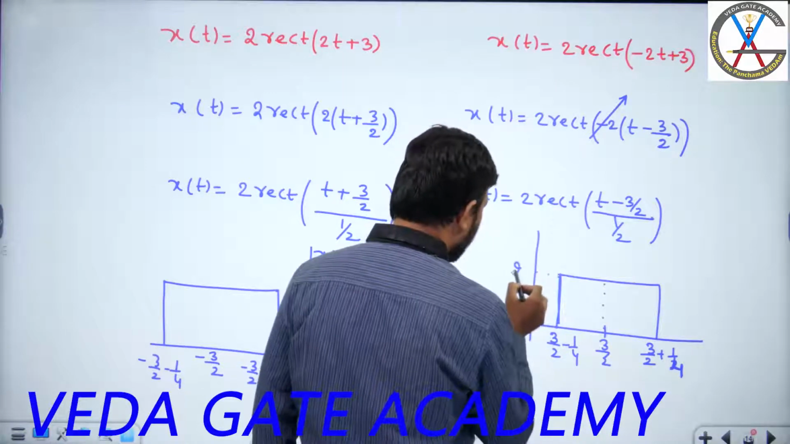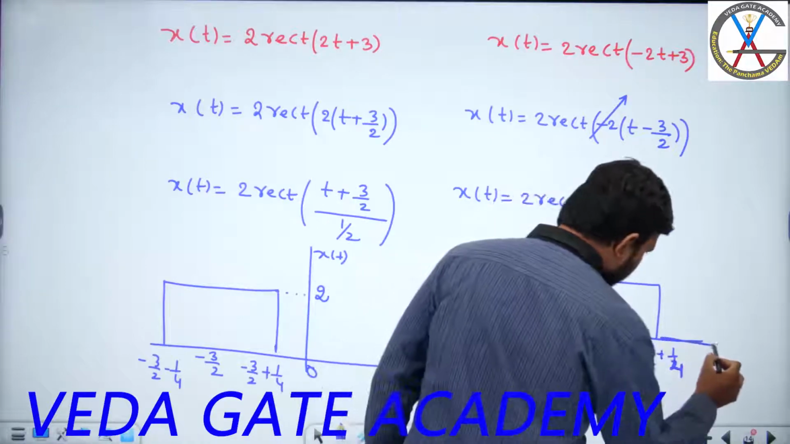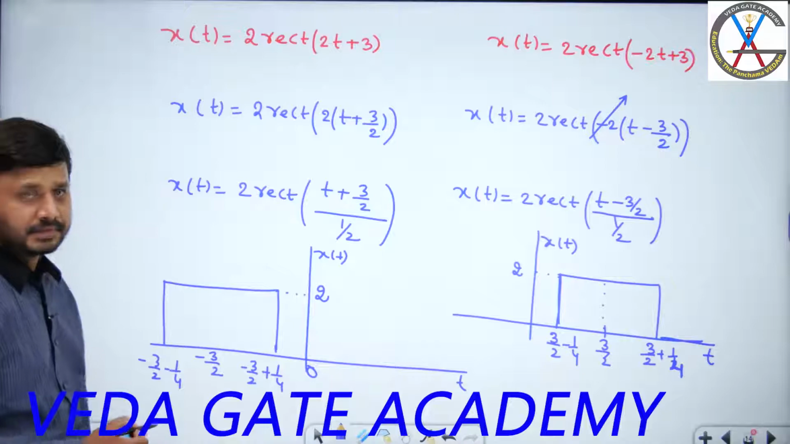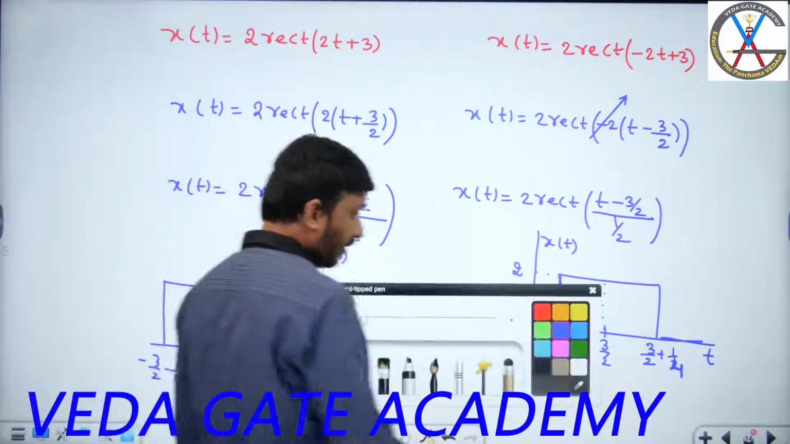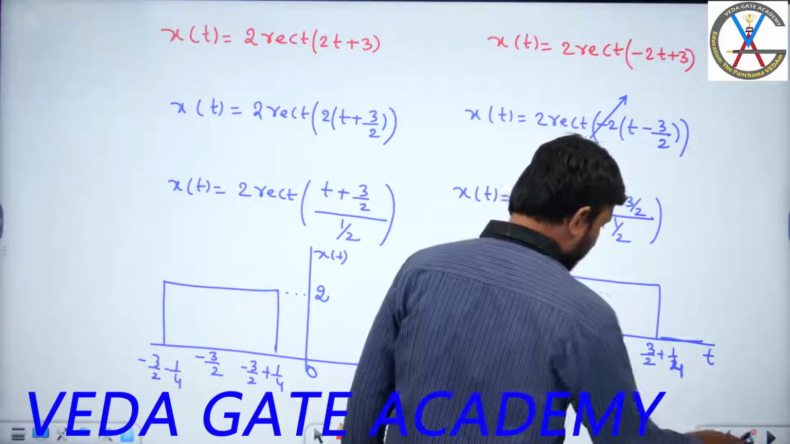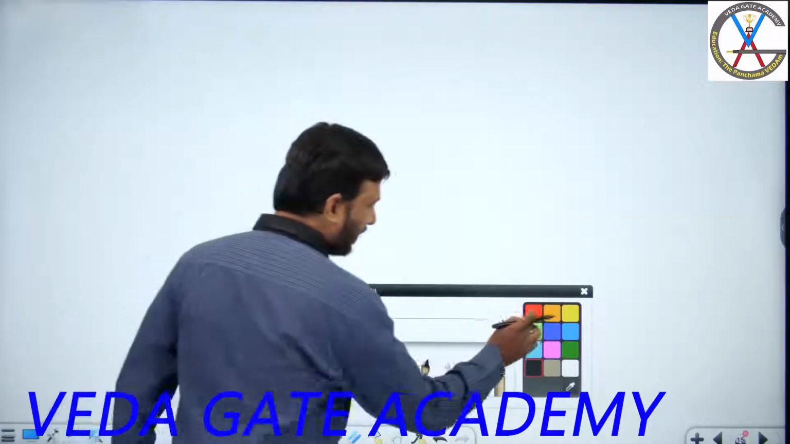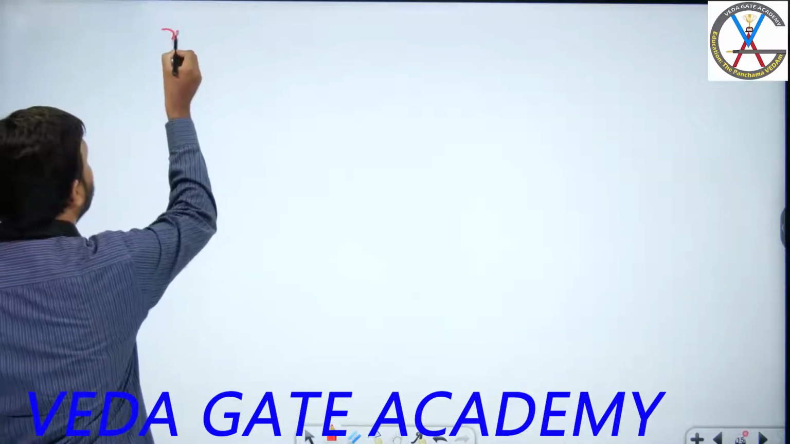And the amplitude is 2. In this way, you can draw the signal. Hope you are comfortable with these two. After this, I want to give you one more. Let's look at the next question. The next question can be given like this. So let's draw this signal.